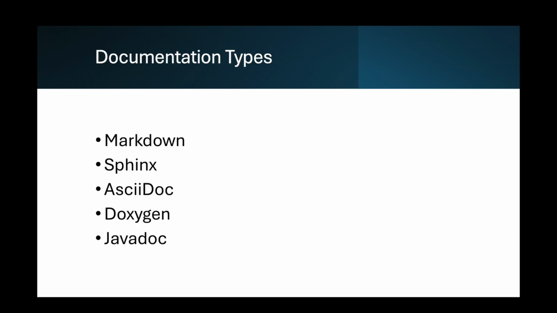So in the first video, this video, we're going to talk about different documentation types. And the different documentation types that a developer or an architect needs to know are Markdown, Sphinx, Asciidoc, Doxygen, and Javadoc. Now these are separate and different. So I'm going to go over each one of them specifically. So let's start with Markdown.